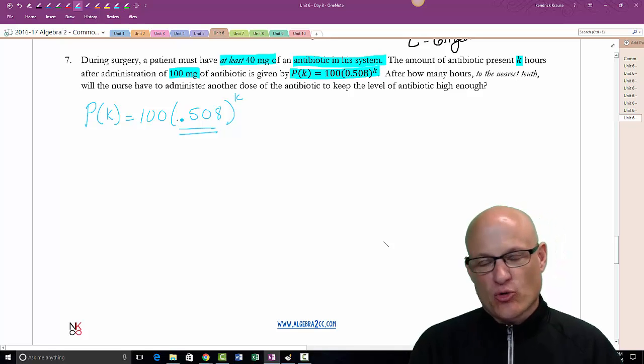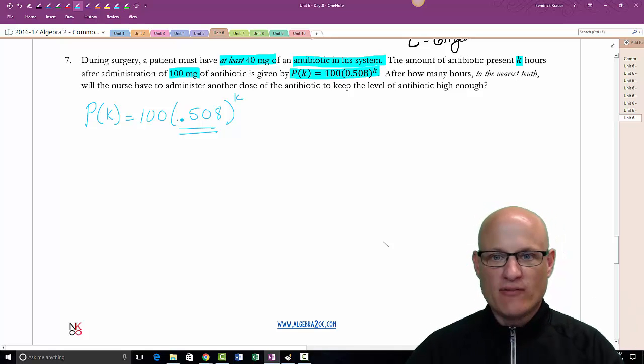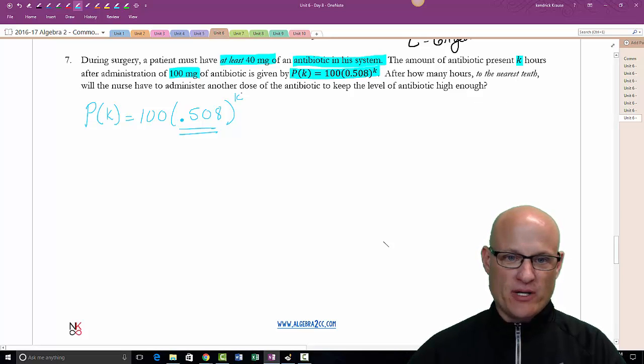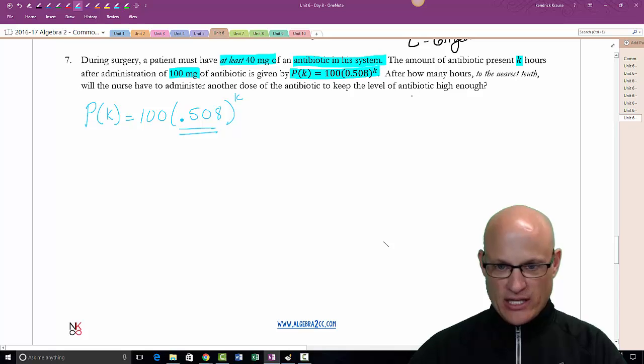And that should make sense. You put drugs in the body, eventually they go out. Eventually. How many hours to the nearest 10th will the nurse have to administer another dose to keep the levels of antibiotic high enough?